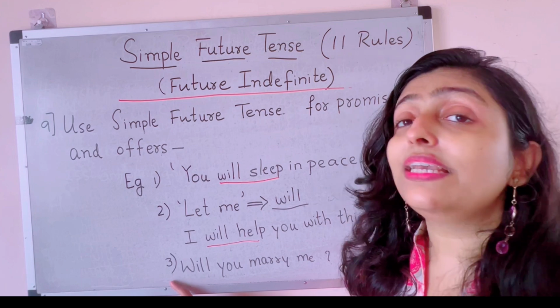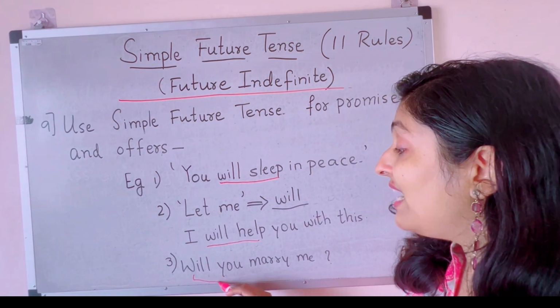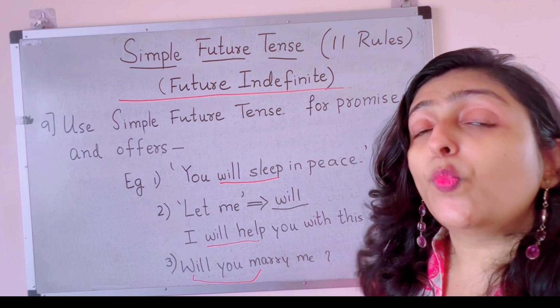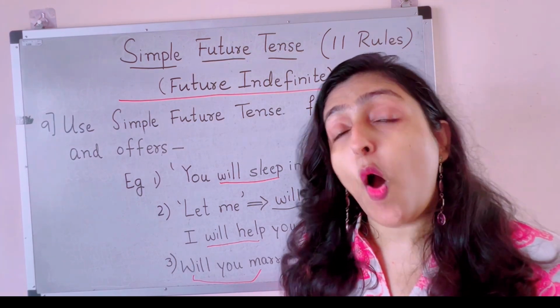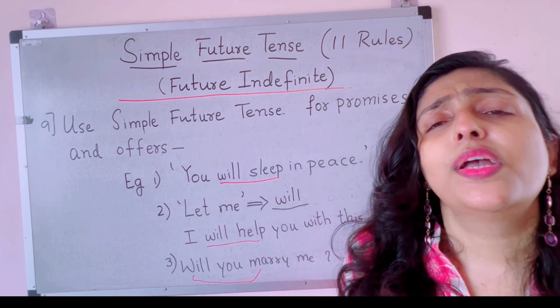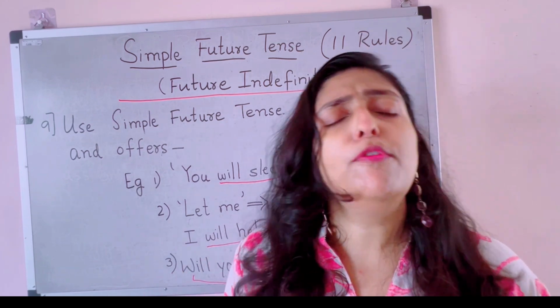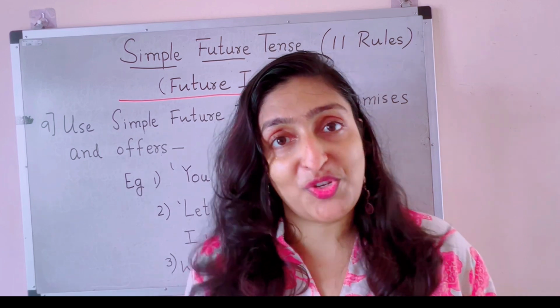Okay, the third is an offer. Will you marry me? Will is a verb here. Will you marry me? So that's an opportunity, that's an offer. In case you have to make any offers or promises, then simple future tense would be the best choice.